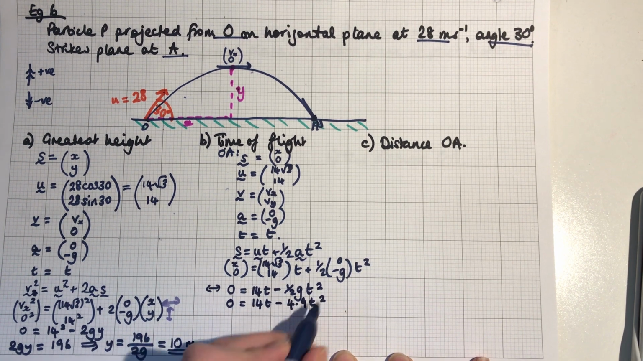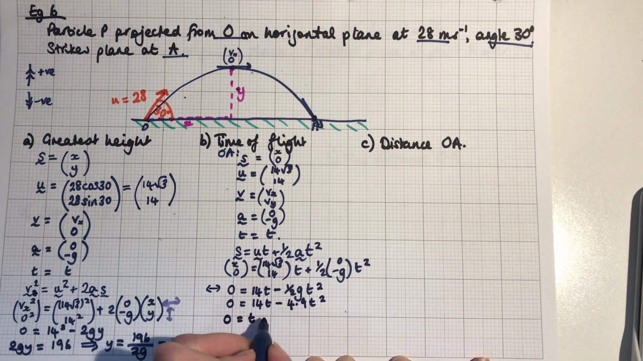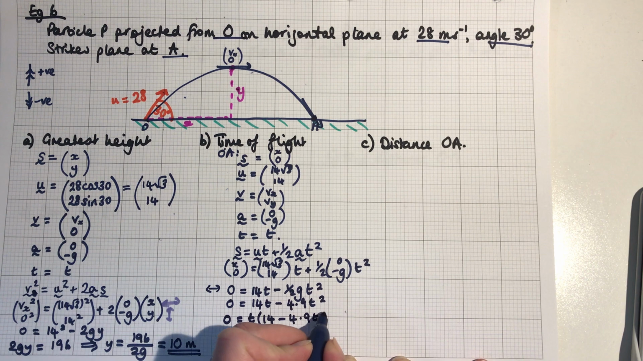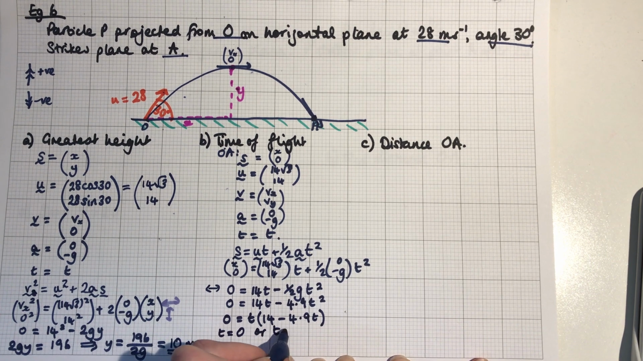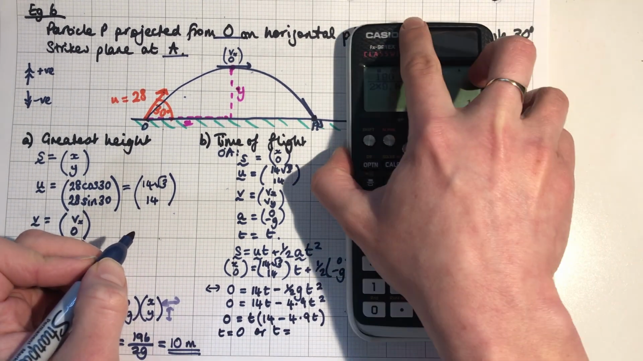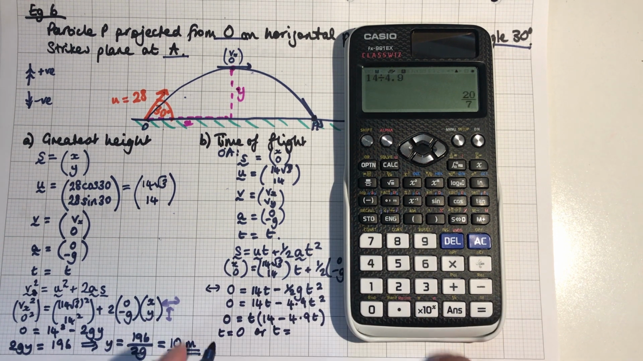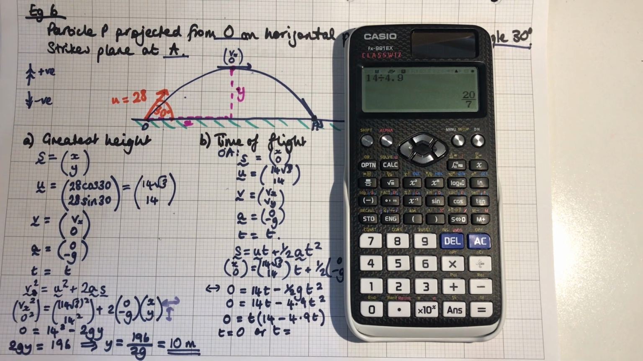And we have a quadratic equation. To solve this, we're going to factorise it by taking out t. So it gives us 2 solutions. Either t is 0 or t is 14 over 4.9. That gives us 20 over 7. Now remember, although it looks like we have an exact value, it's not exact.